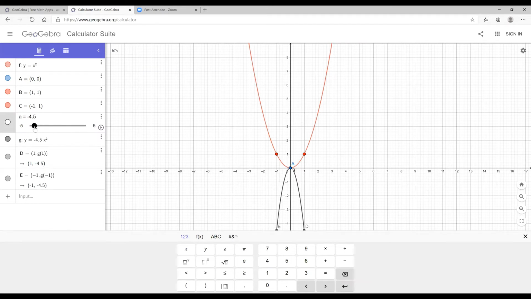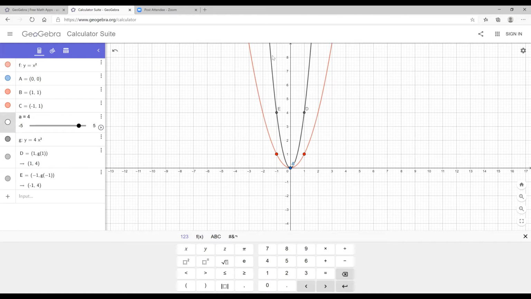It stretches the graph, and it also flips it over the x-axis. If it's negative, it flips it over the x-axis, so your graph opens down. If it's positive, the graph opens up. So let's set A equal to 4 and ask ourselves, well, what's really happening here?